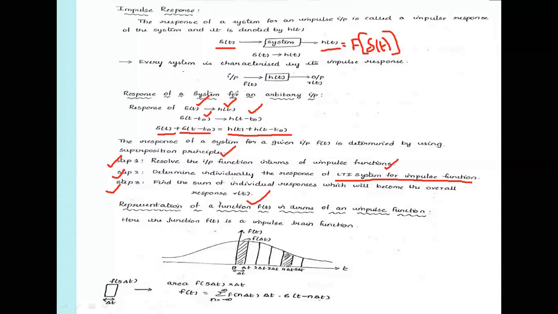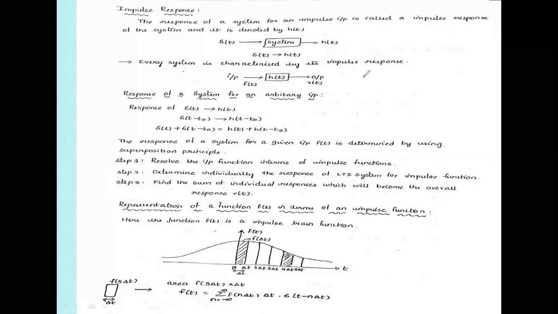So the response of the system for any arbitrary input is the impulse response. Individually, we can resolve the input function in terms of the impulse function, determine individually the response of the linear time invariant system for the impulse function, and find the sum of the individual responses, which will become the overall response R of t.